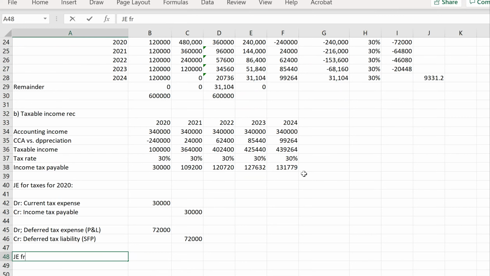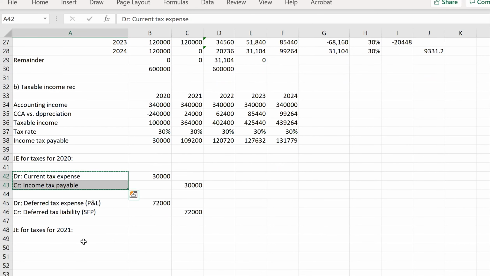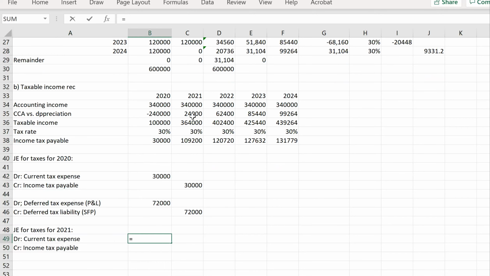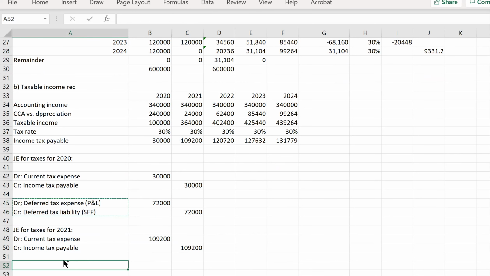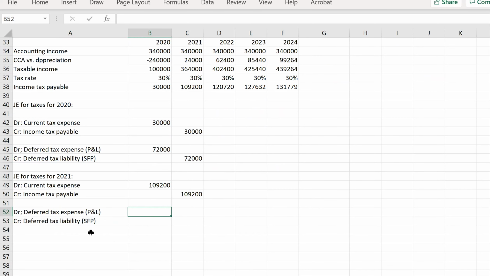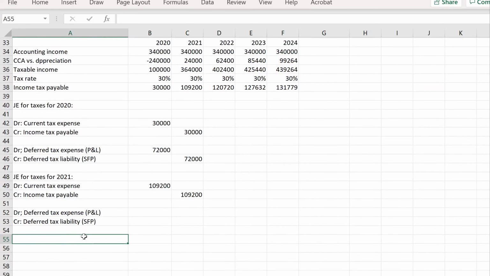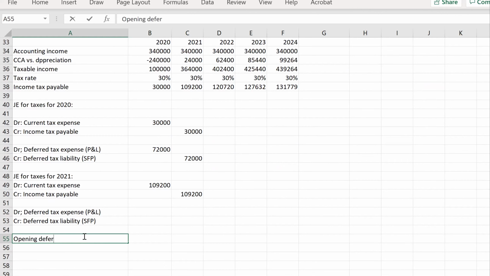Okay, so now journal entry for taxes 2021. So we're going to have the same entry, current tax expense. And of course, we're going to pick up our 2021 number here, this 109,200. Okay, and then our deferred tax, it's going to be the same accounts, but the entry itself is going to be different. So it's really important that we remember, and let's do a little rec here. So we're going to have opening deferred tax liability, we started with on our balance sheet 72,000.